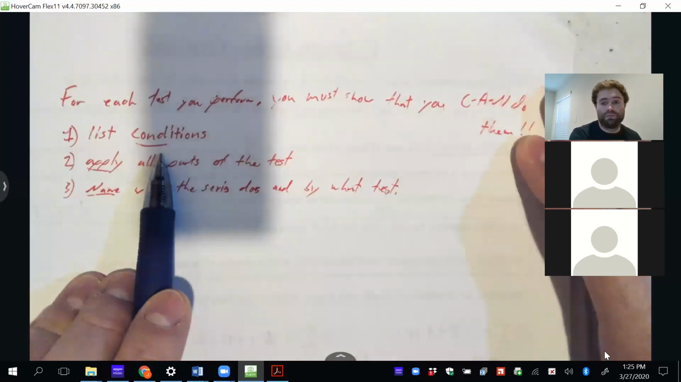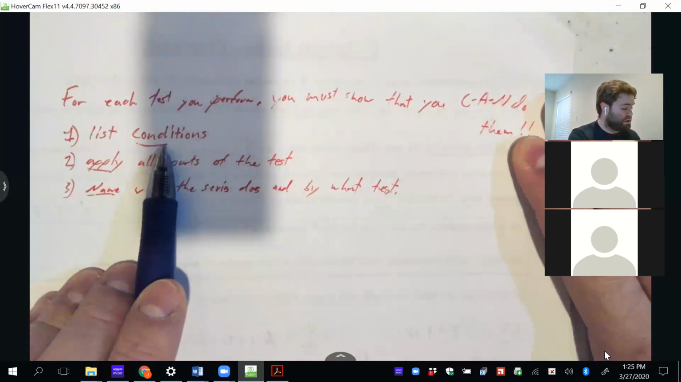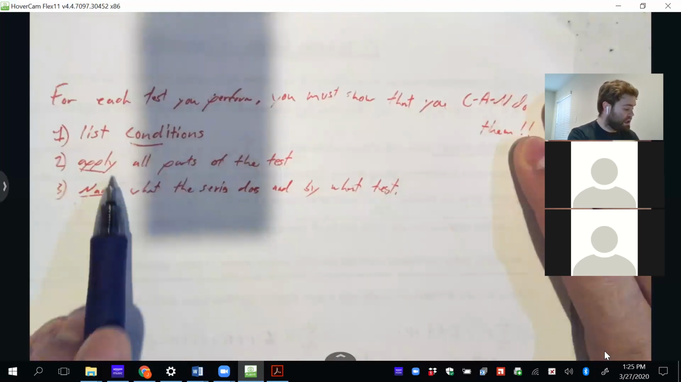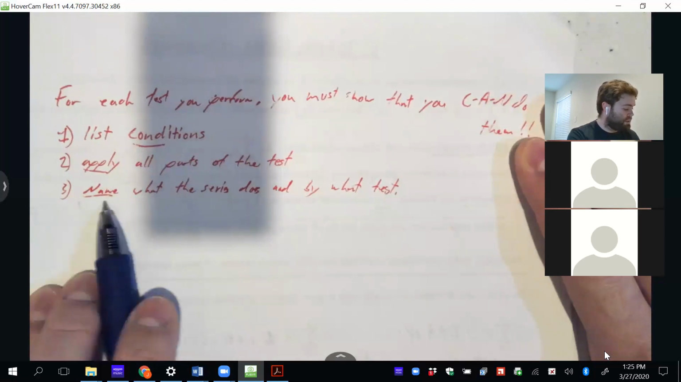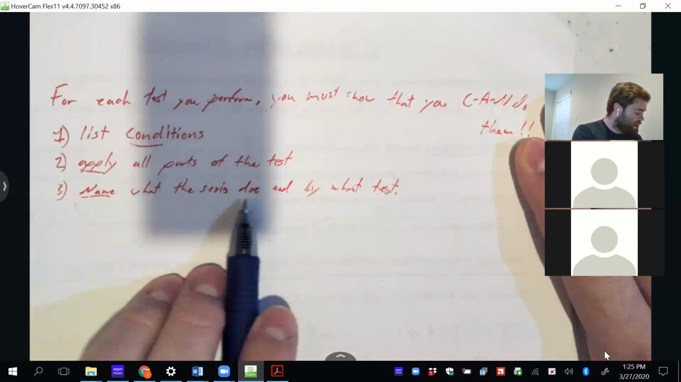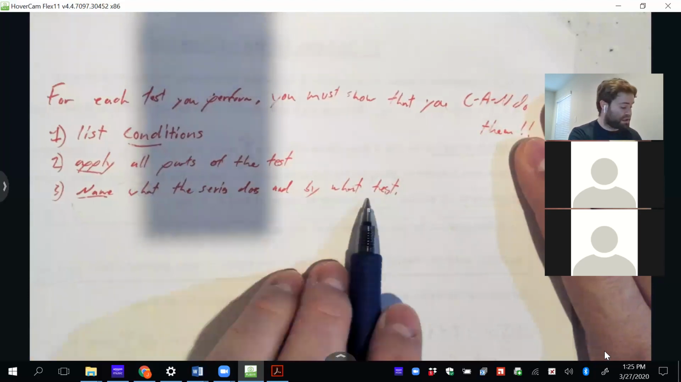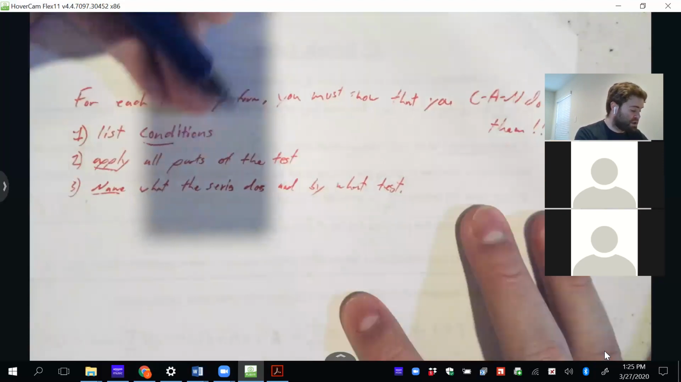You've got to show that it's even possible to do that test. So list the conditions of that test, then actually apply all parts of the test. That's where the B and the A come from. And then name what the series does by that test and by what test. Name what the series does, meaning does it converge or diverge?